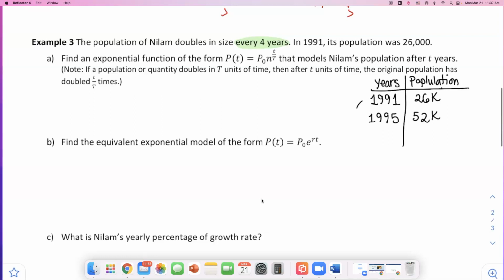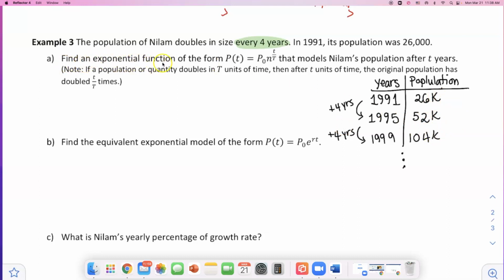And if I add another 4 years, so 8 years later, that's 2 doubling periods, right? So in 1999, we're going to have 104,000 people, and this pattern will continue. So that's what's happening. And in 2 doubling periods, 8 years later, we double the population twice. Okay. All right, so what's happening?